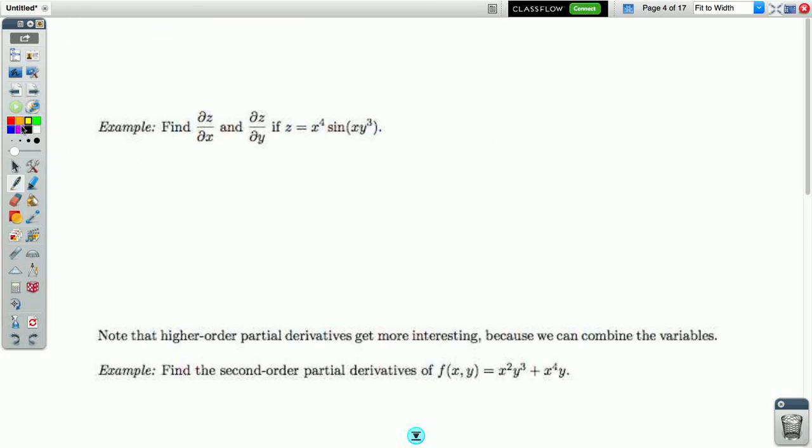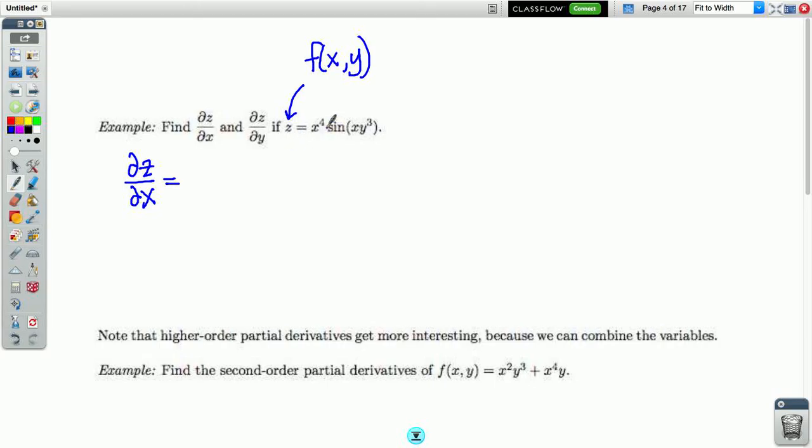So let's do this again. Now in this case, instead of using the function notation f of x, y, I'm just using z, but it really means the same thing. So I'm finding dz dx, the partial of z with respect to x. To find the partial z, partial x, I just treat everything with a y as a constant.